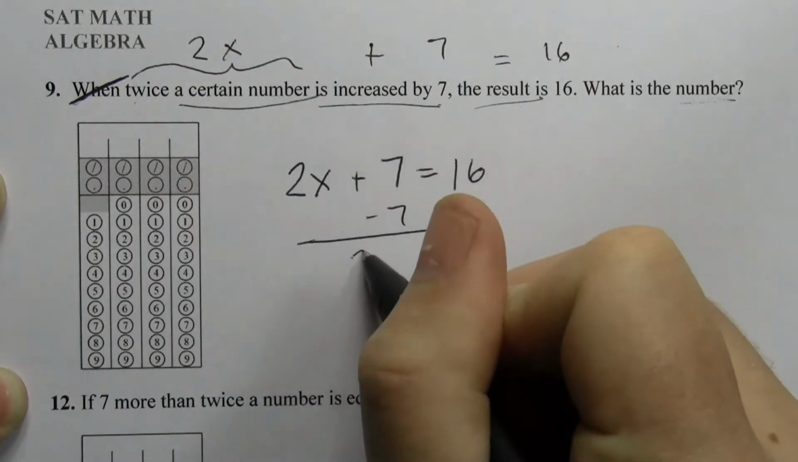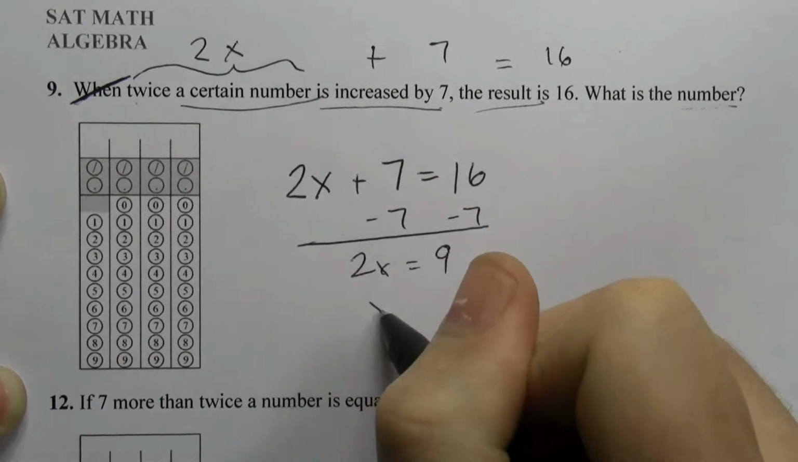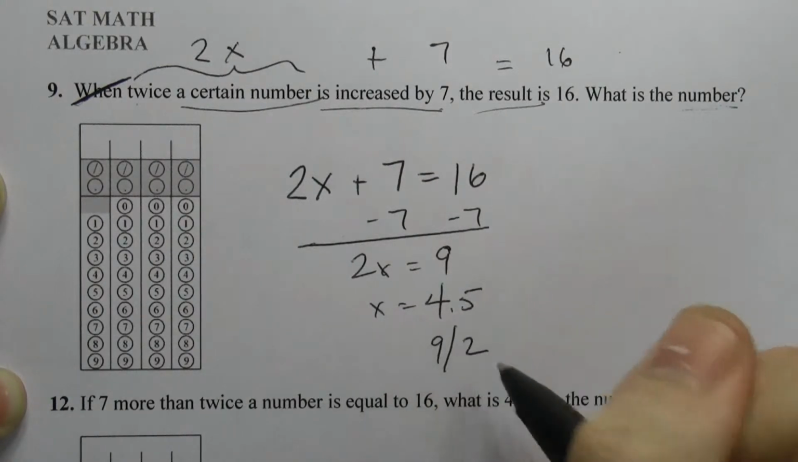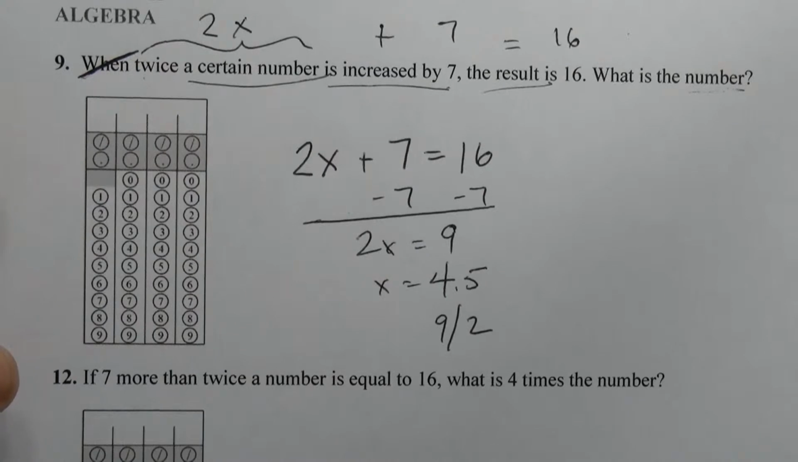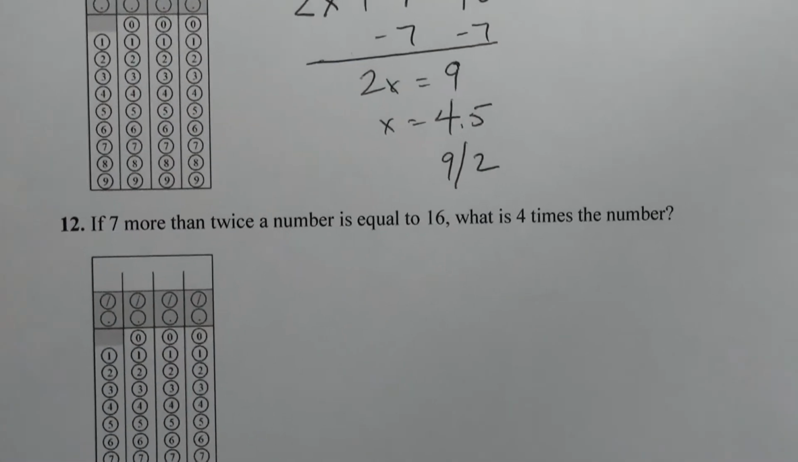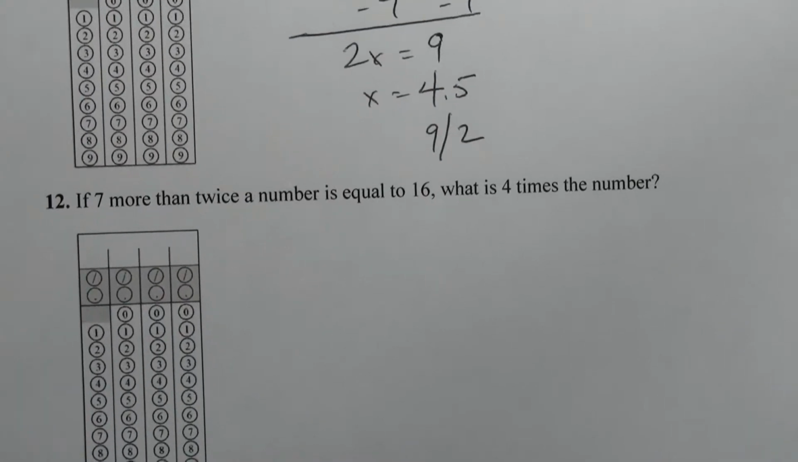We subtract 7 on both sides. We get 2x equals 9, x equals 4.5, or 9 over 2. You can grid in either one when you're doing grid-in questions. But that's pretty straightforward, right? Again, the hard part for a lot of students is getting that translation. So let's look at one that's very similar.